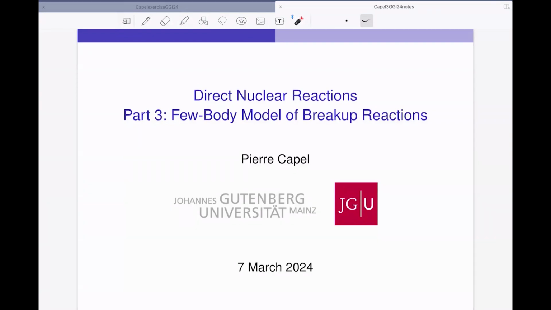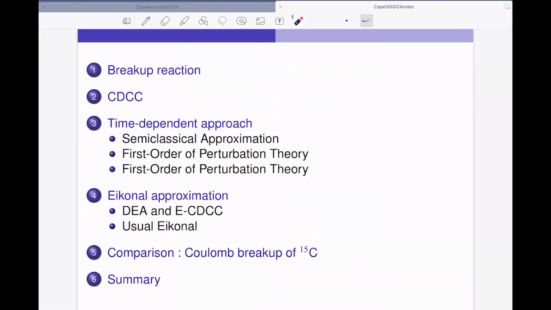So we would like to be a bit more precise and somehow to answer Enrico's question this morning. We'll see how to try to have a better description of that particular reaction we've looked at this morning, beryllium 11 on zinc 64. So what I will do is first explain what I call breakup reactions. We had an idea of that this morning, and then discuss the few body model of reactions.